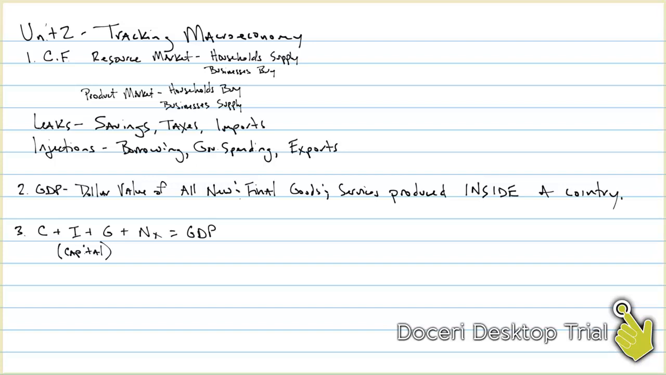G is government spending. This is why with fiscal policy, we talk about the government spending more or spending less. It automatically changes GDP and aggregate demand, because government spending directly impacts GDP. And then net exports is exports minus imports.